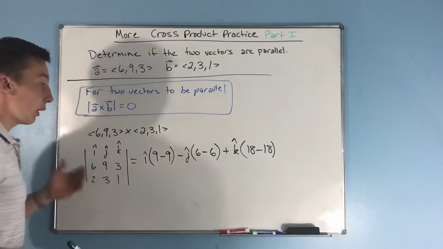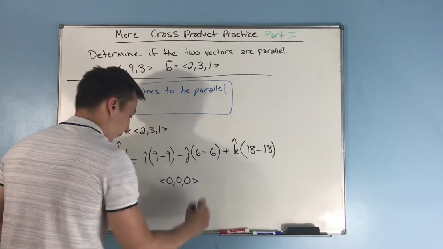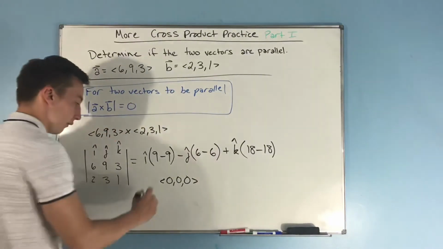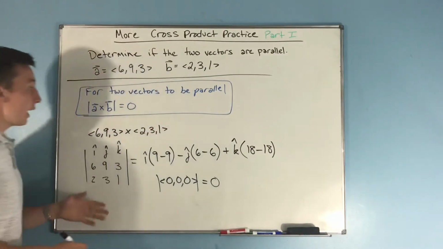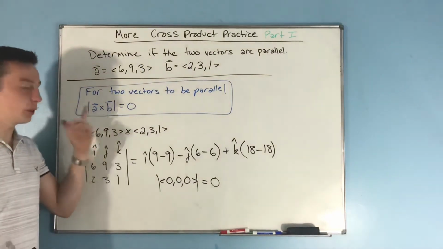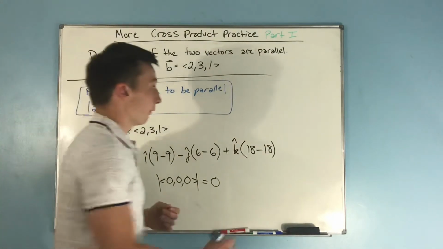So you can see here that we end up with the vector 0, 0, 0. If you take the magnitude of that, we get 0. Okay, so A cross B is equal to 0, or the magnitude of A cross B is equal to 0. So that means that these two vectors are parallel.